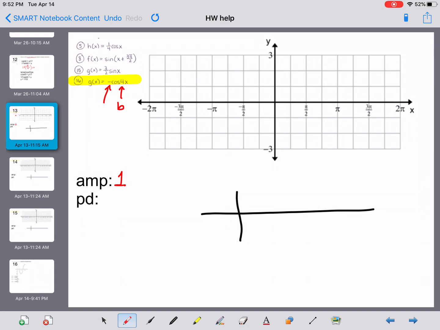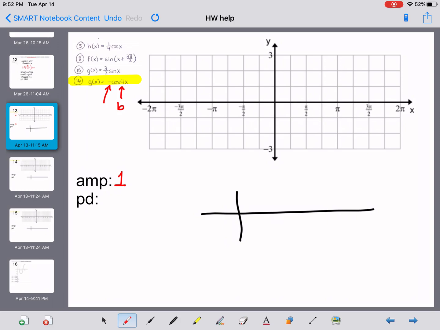Typically, you know your a values really well. If a is greater than 1, it's a vertical stretch. If a is between 0 and 1, it's a vertical compression. For the b value, horizontal stretch and compression, it's the opposite rules as that. So a b value that's greater than 1, like this problem, would be a horizontal compression.